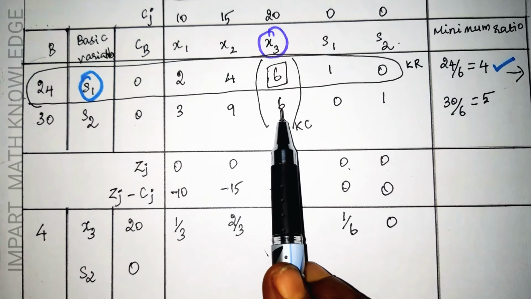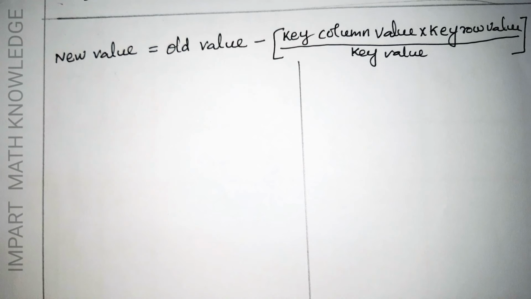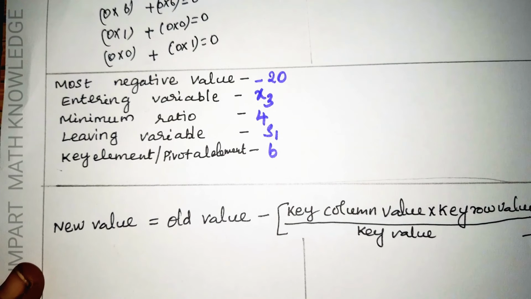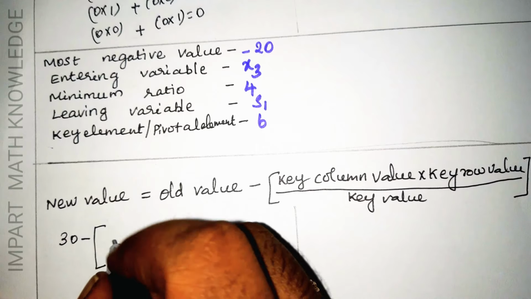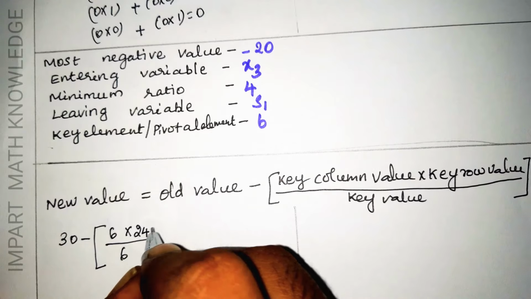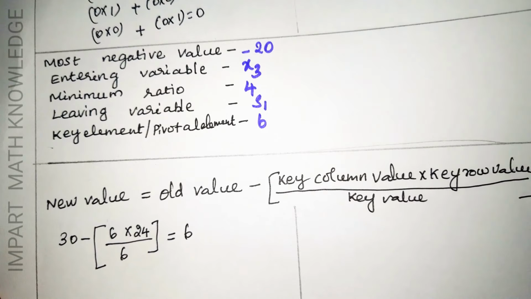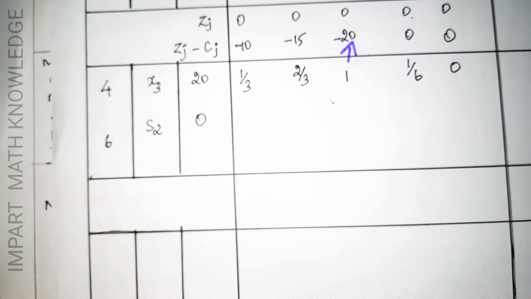Next, we want to make this element as 0. For that, we have to apply the formula. New value is equal to old value minus key column value into key row value divided by key value. Let me write. For finding the second row, we apply the formula. Old value is 30. 30 minus key column value is 6 and key value is 6. Key row value is 24. So the value is 6. So once you find the value, immediately you have to write the value here.